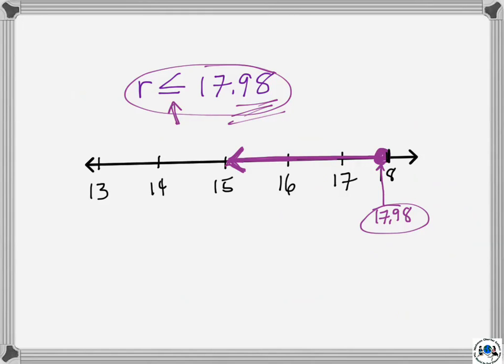Okay, so we had our inequality less than or equal to 17.98. Again, you can see our point is filled in because of the "or equal to" sign that is right there. It's moving to the left, of course, because we're going less than, and our sign tells us to do just that.